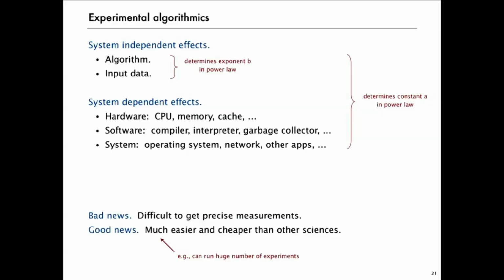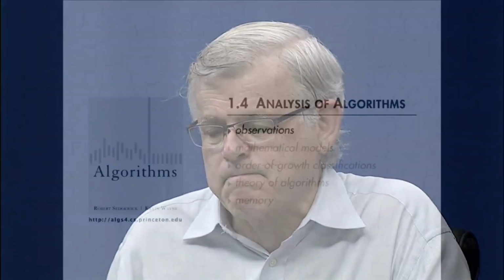So in modern systems, there's so much going on in the hardware and software, it's sometimes difficult to get really precise measurements. But on the other hand, we don't have to sacrifice animals or fly to another planet the way they do in other sciences. We can just run a huge number of experiments and usually take care of understanding these kinds of effects.